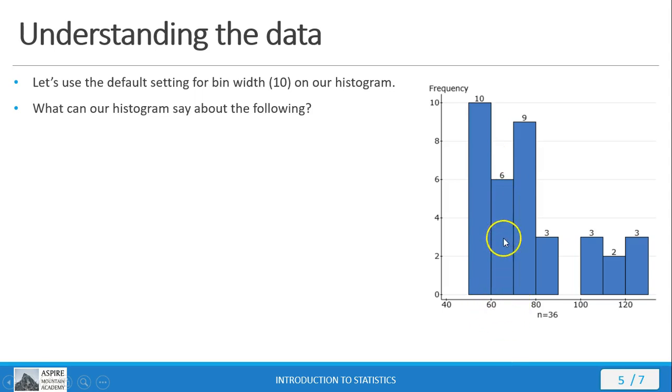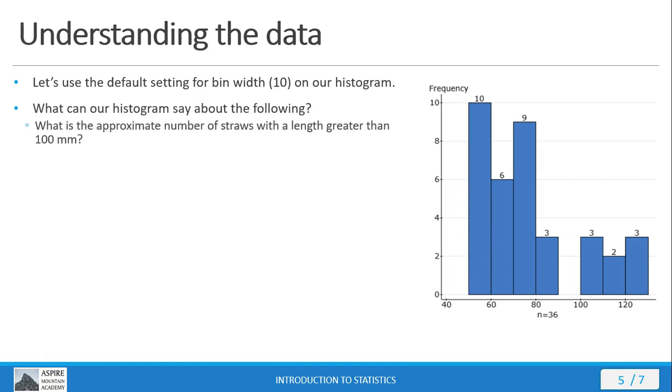So 60 belongs in this column here. 70 would then belong in this column here, and so on and so forth. So what can this histogram say about the following? What is the approximate number of straws with a length greater than 100 millimeters?